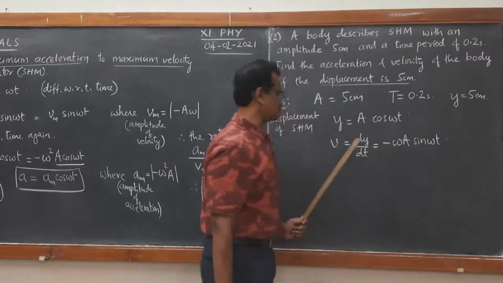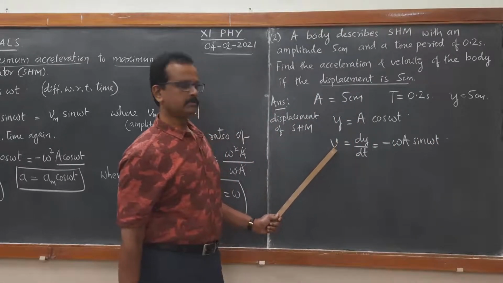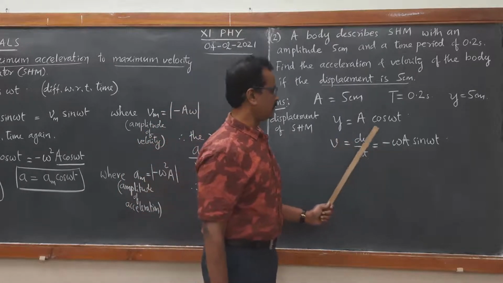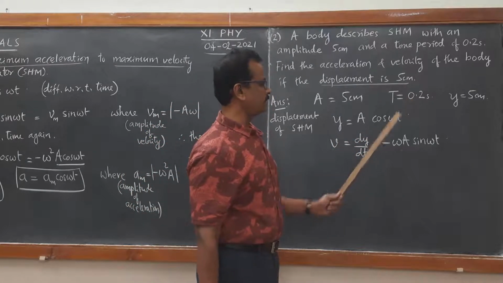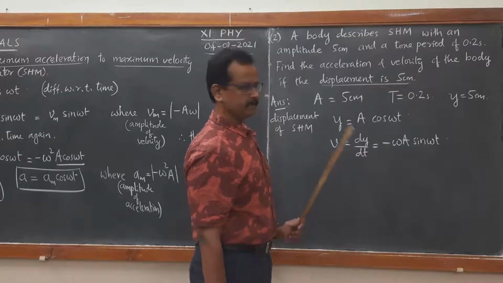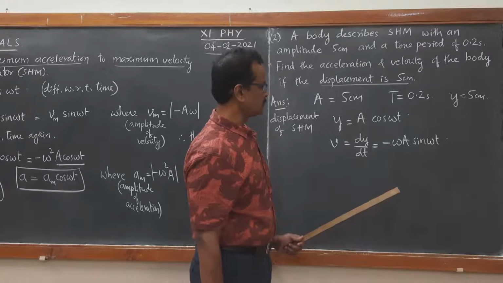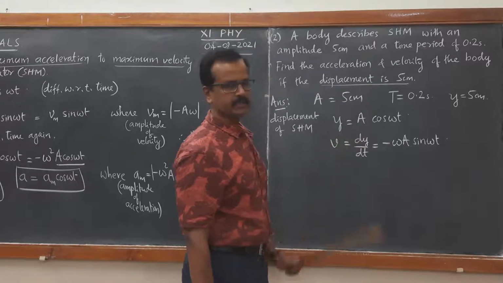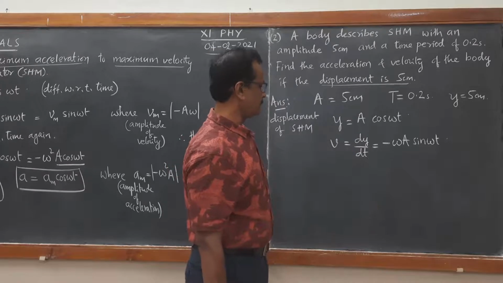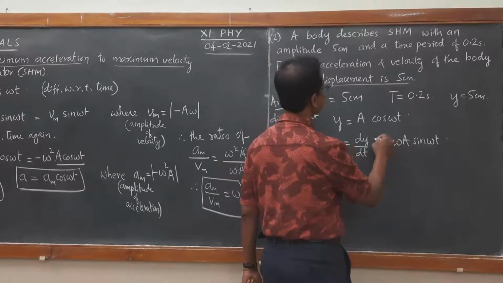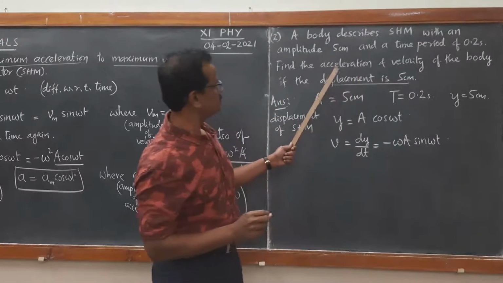So this becomes velocity. Amplitude is given and t is given, so we can find out velocity. Now we can find out velocity in terms of displacement. Look at this equation. Now we can take this as velocity, and another one is acceleration.